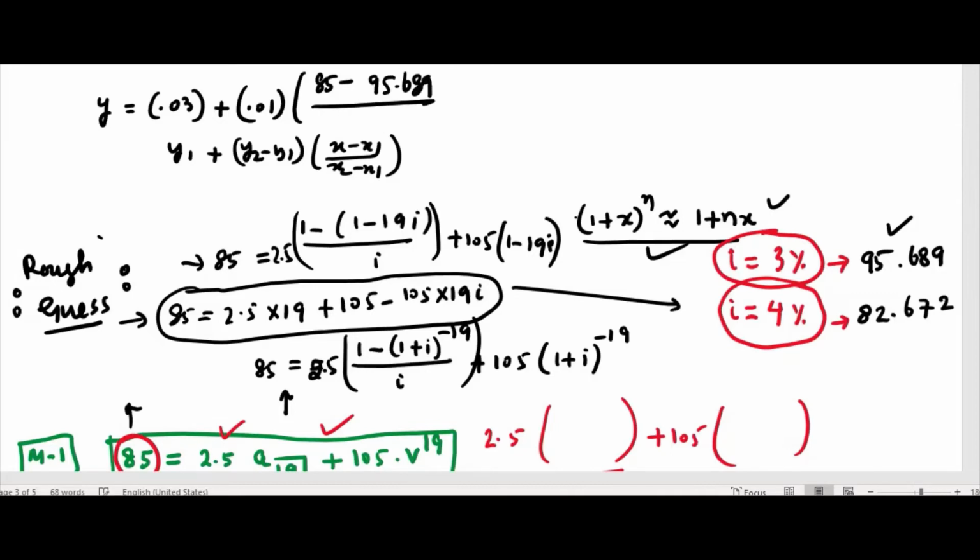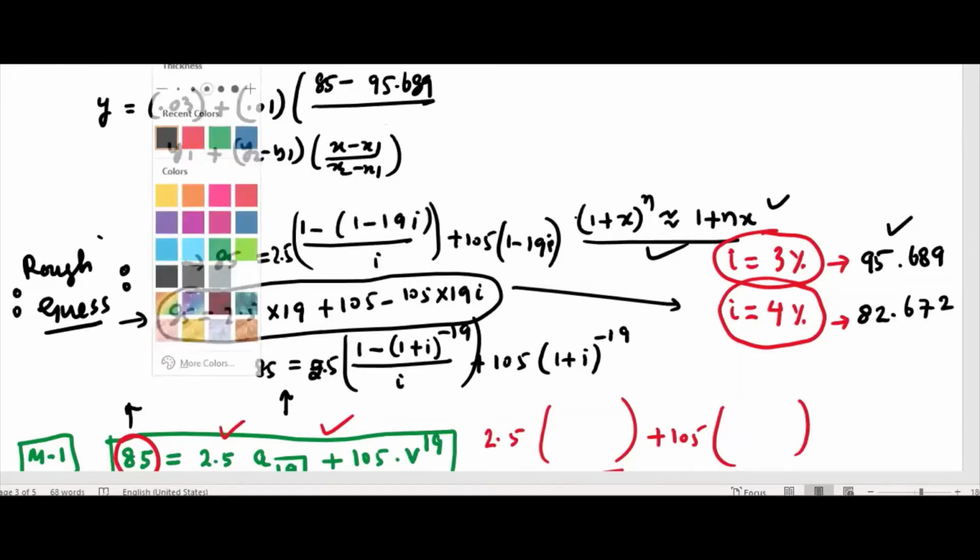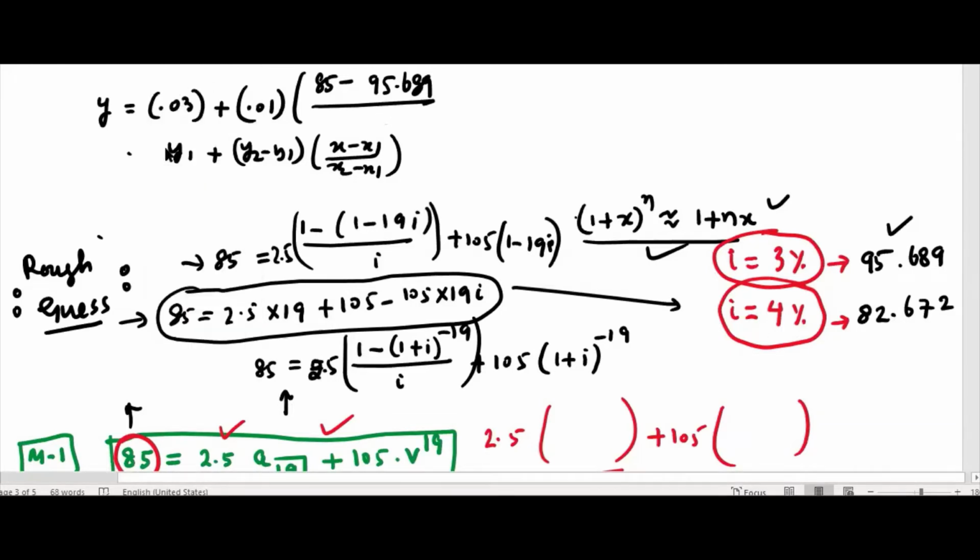95.689 divided by 85 minus x2 minus x1. Sorry, I have to write x2 here. x2 is 82, right? 82.672 minus 95.689. So how can you calculate y?